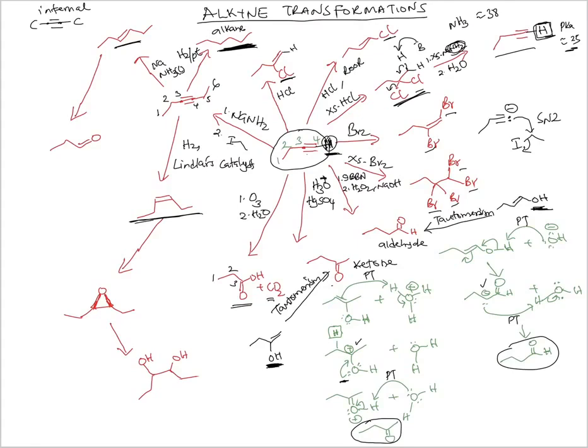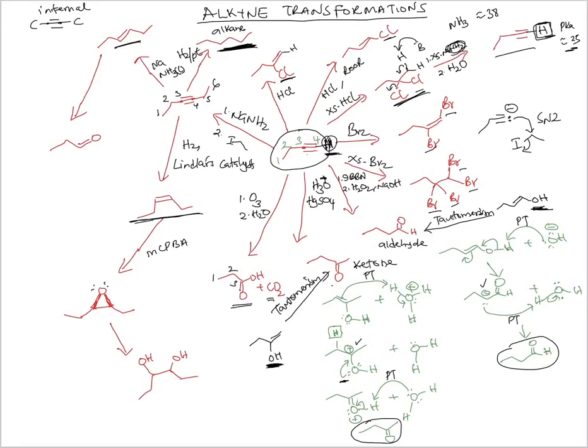Now, once we form the alkene here, we can transform it into an epoxide. An epoxide is a three-membered ring where one of the atoms is an oxygen and two of them are carbon atoms. So we can do that using a peroxy acid such as MCPBA, which we learned in the previous chapter.